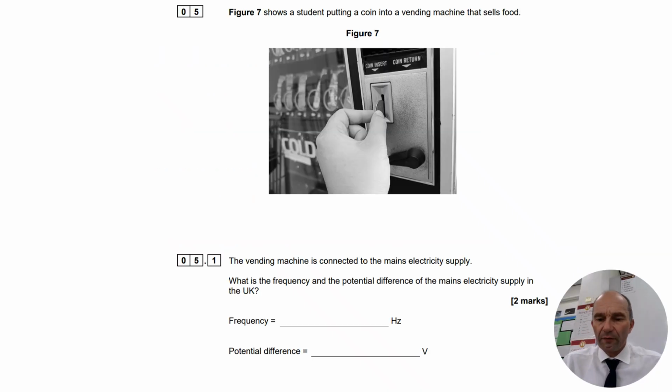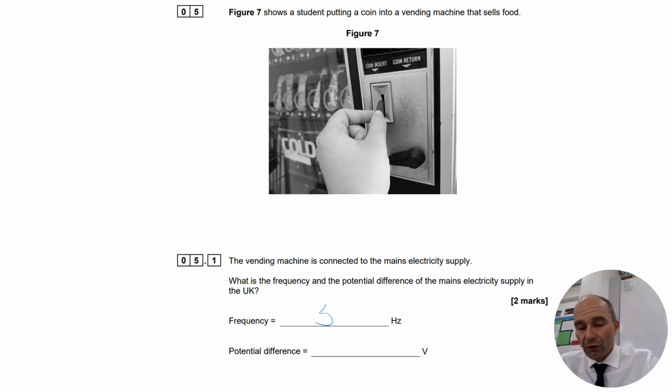So on to question 5. The figure shows a coin being put into a vending machine that sells food. Now the question is all about the fact that the vending machine is connected to the mains electricity supply. There are 2 numbers you need to know about mains electricity, and that's what this question is asking for. You need to know the frequency in hertz, you need to know the potential difference.